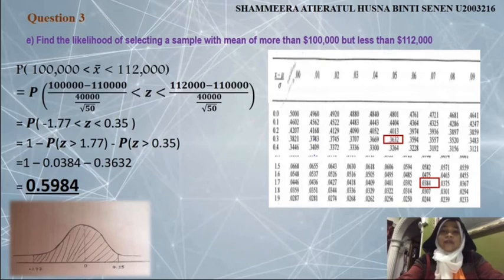If we refer to the normal distribution table, the value for Z of 1.77 will be 0.0384, and for 0.35 it will be 0.3632, and after we subtract all, we will get 0.5984. The graph shows the value and the sketch of the Z value for these questions.